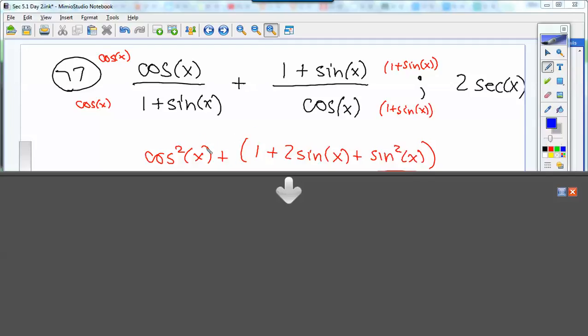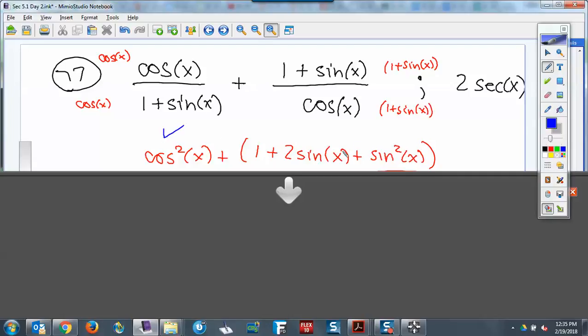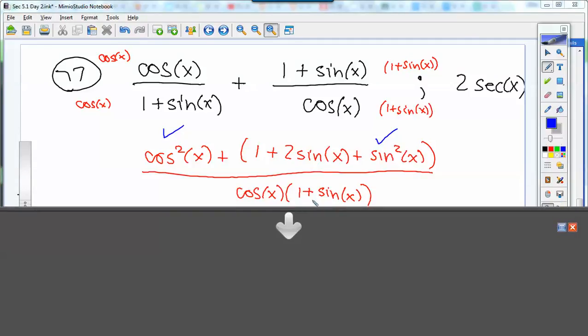So I can just get rid of those parentheses and I can add, and what do you notice here? You see the cosine squared and the sine squared, right? And that's going to add up to make what? Cosine squared plus sine squared, so we're always on the lookout for that. Cosine squared plus sine squared is 1. Of course, our denominator is just that right there.